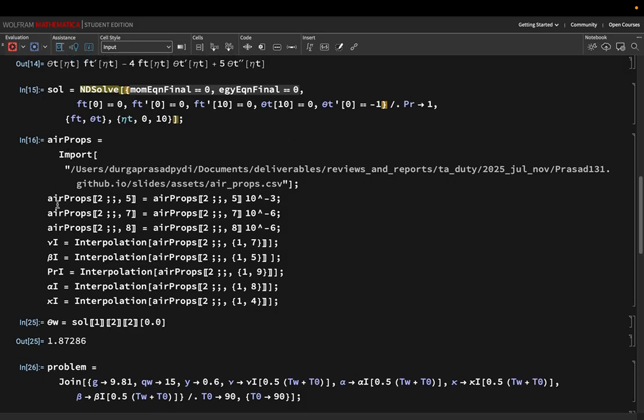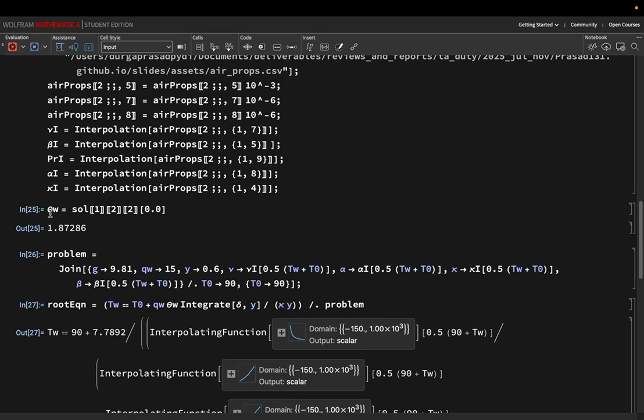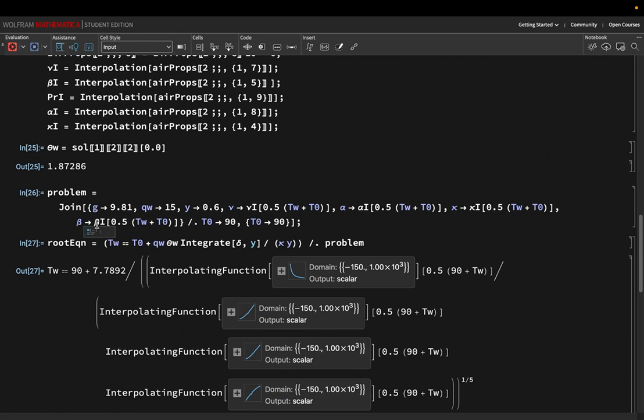You take the air properties, and you take the wall temperature as a solution of the differential equation that you have. Substitute eta equal to 0, that will give you the wall temperature. Since the Prandtl number is not changing, this solution is fixed for all the iterations. So my next set of iterations is the properties. I have to change the property values by changing the film temperature.